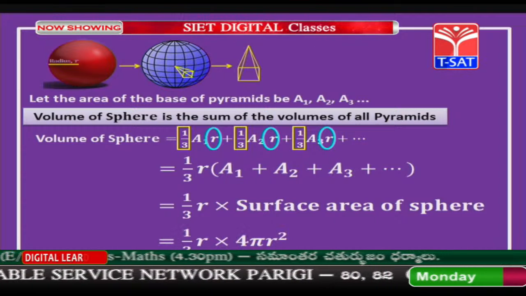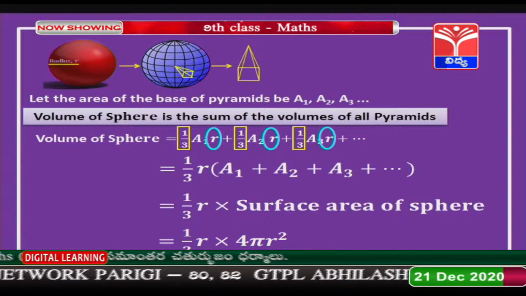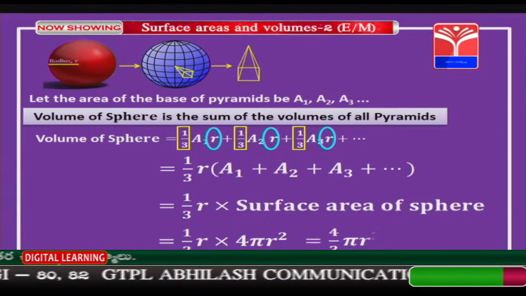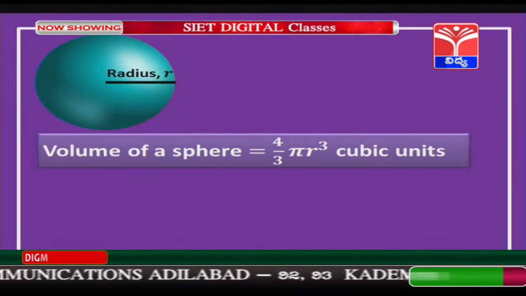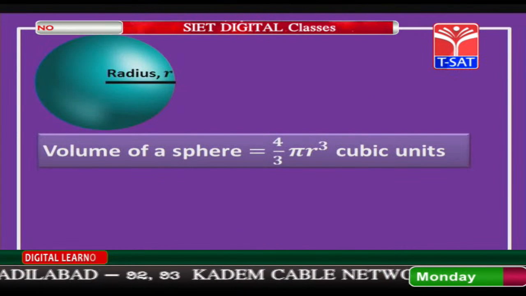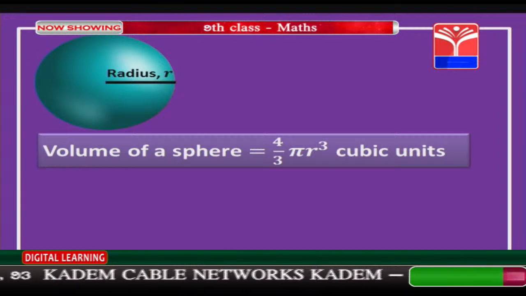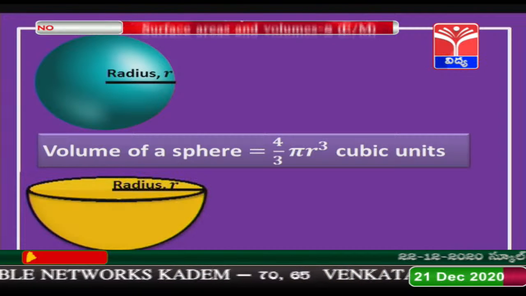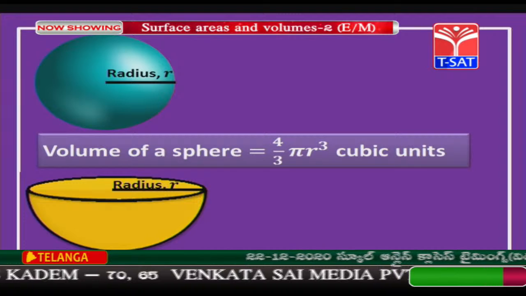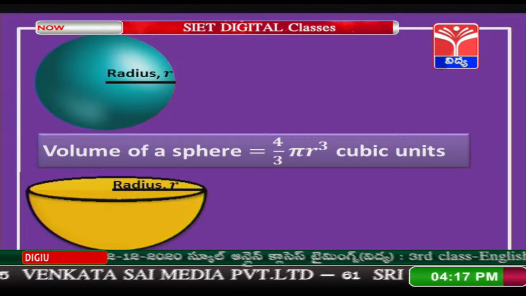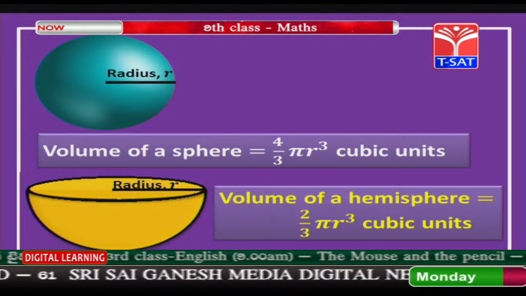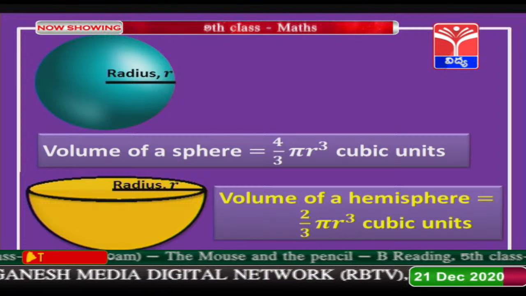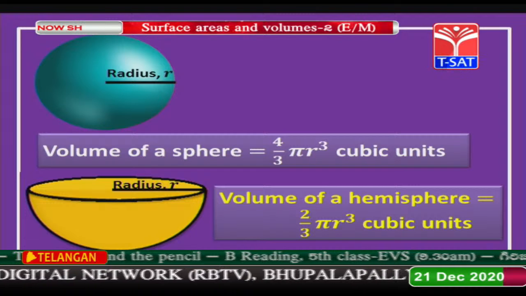But what is the surface area of a sphere, children? Yes, 4 pi r square. So, on multiplying this, you get 4 by 3 pi r cube. Hence, we can say that the volume of a sphere is 4 by 3 pi r cube cubic units. Now, can you guess what is the volume of this hemisphere, children? Yes, you are right. Since a hemisphere is exactly half of the sphere, half of 4 by 3 pi r cube is 2 by 3 pi r cube cubic units.